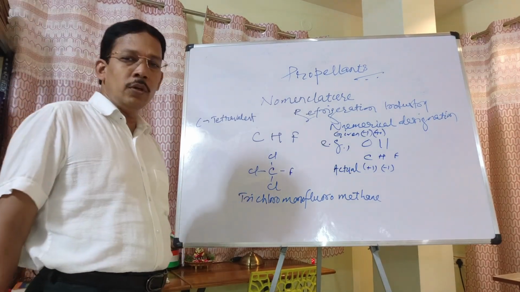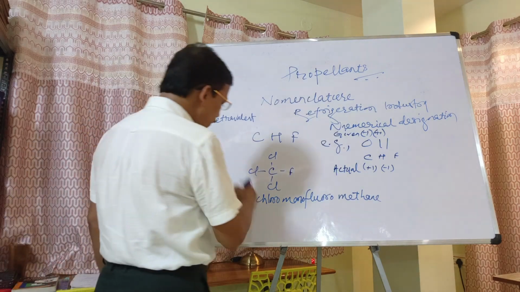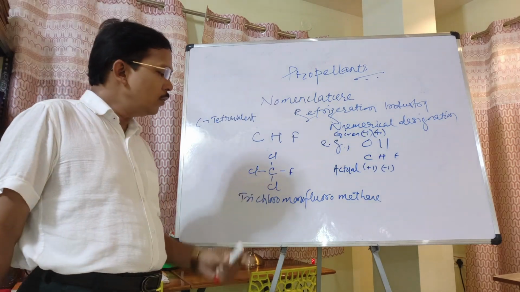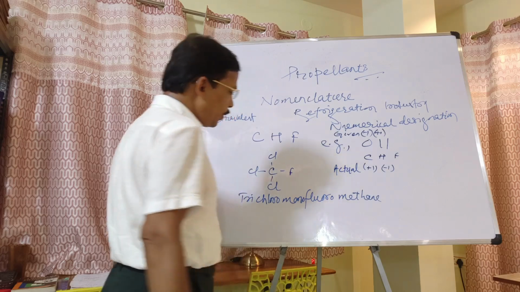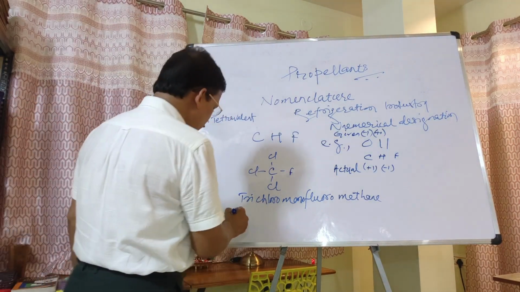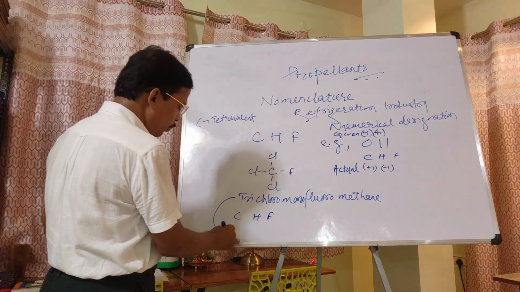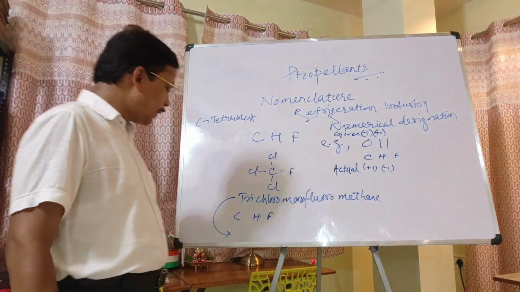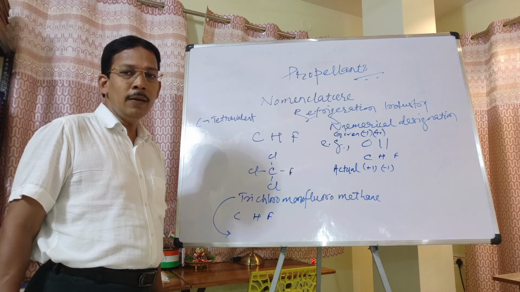The same thing, suppose the name is given and we want to convert it into a number. So it is trichloro, so 3 chlorine atoms will be there. Monofluoro, so 1 fluorine atom is there, and it is 1 carbon atom, methane. So for C, H, F, if we want to make it a number, as there is methane, 1 carbon atom, the number of carbon atoms is to be assigned by making -1.